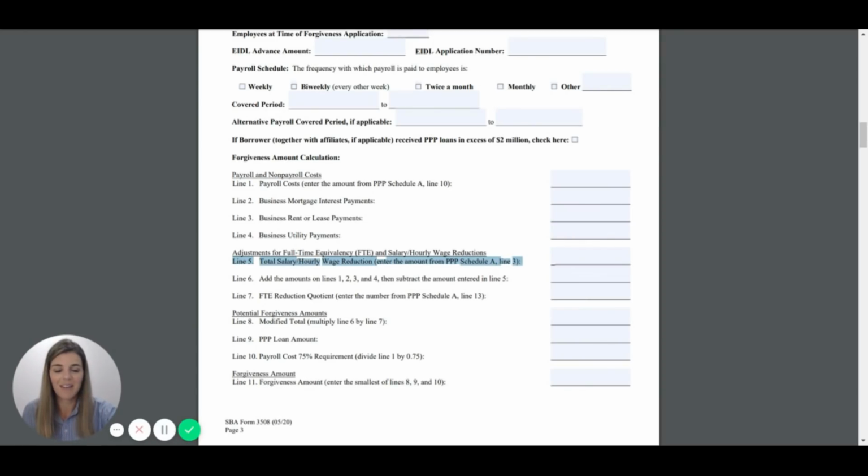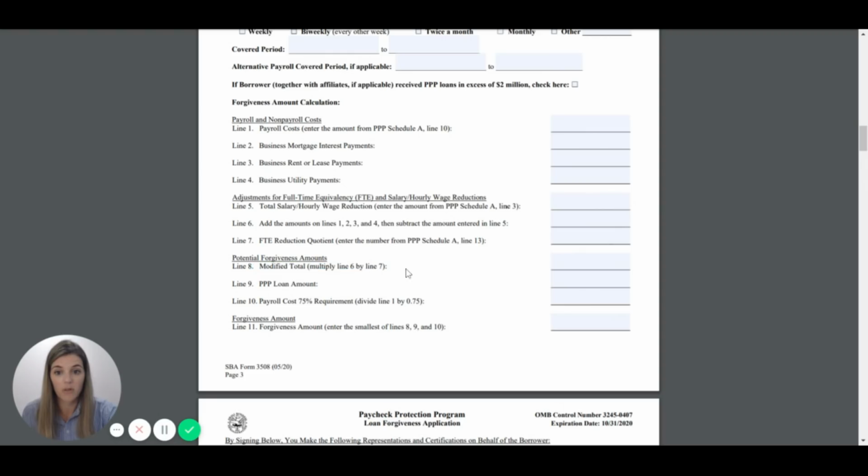And then line 5 here, you can disregard because this is about salaries and wages reductions, but you will add, I don't know why they did it this way, but well, I kind of do. You will add here in line 6 or all 4 of these cells. And then modified total will be line 6 because you also won't have this FTE reduction quotient. So line 5 and line 7, you don't have to worry about at all. This does not apply, does not apply.